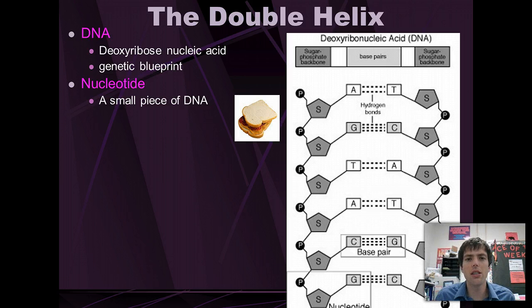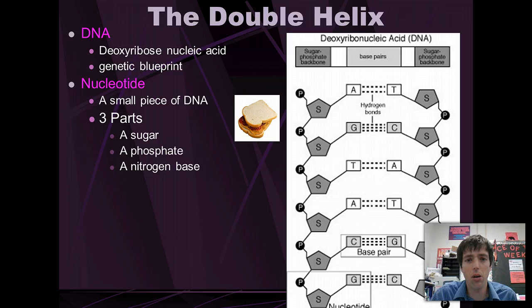And the best way to understand nucleotides is to understand peanut butter and jelly sandwiches. What's a peanut butter and jelly sandwich? Well, it's 3 things. It's peanut butter, and it's jelly, and it's bread. And without those 3 things, you don't have a peanut butter and jelly sandwich. And in the same way, you need 3 parts to have a nucleotide. You need a sugar, which are these S's right here. You need a phosphate, which are these P's right here. And you need nitrogen bases, which are here in the middle of the DNA strand. When you have one of each of those things, you have a nucleotide.